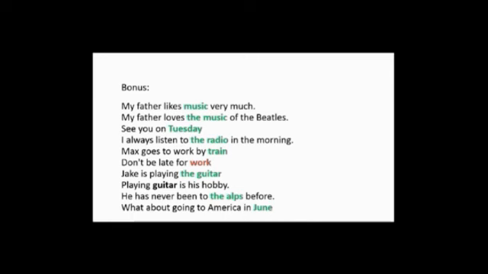He has never been to the Alps. Now, Alps is a mountain range, just like the Himalayas. So before mountain ranges, we use the. And the last sentence: What about going to America in June? Again, June is not specific, right? Which June? So here we are not using any article.